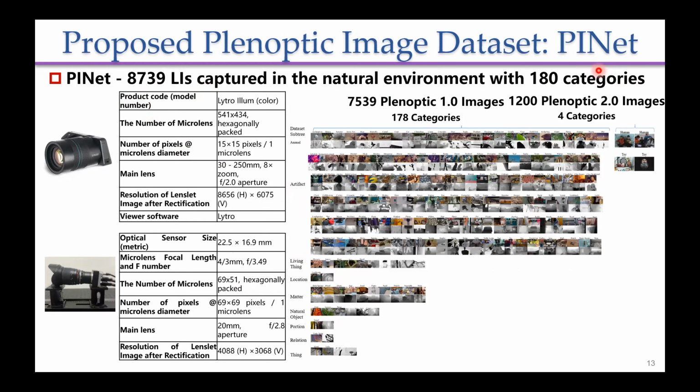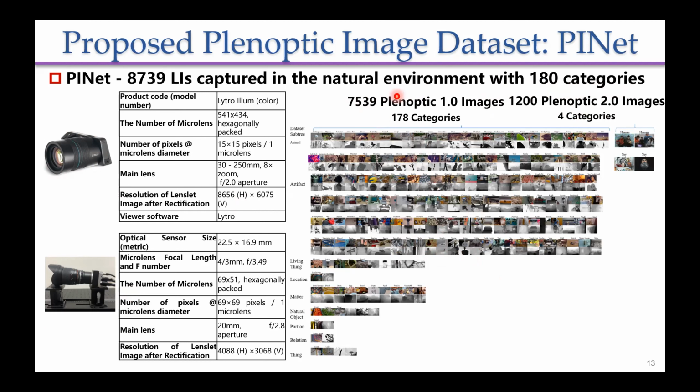This is called the PNet. This is the dataset consisting of 8,700 plenoptic images, and more than 7,000 of them are captured by the Plenoptic 1.0 cameras using the Lytro Illum, while the others are 2.0 images. The depth map is also included in this dataset. And this dataset covers around 180 categories of natural objects.